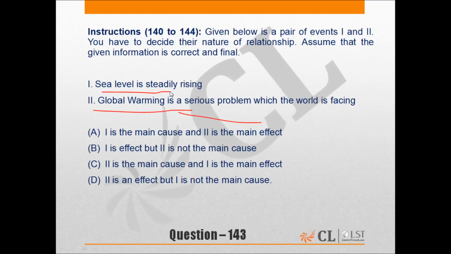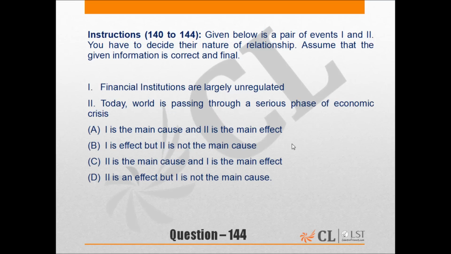Financial institutions are largely unregulated. Today, the world is passing through a serious phase of economic crisis. Because financial institutions were largely unregulated, there was a collapse. There was a bubble which formed in the market, the subprime bubble, and the collapse of that bubble led to reduced growth in many parts of the world and even outright recession in some parts of the world. Hence, 1 is the cause and 2 is the main effect. Option 1 will be the right answer.